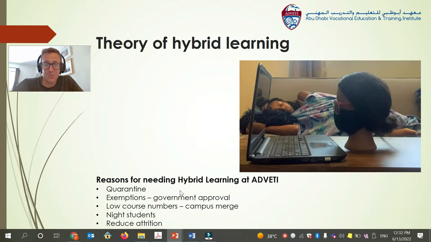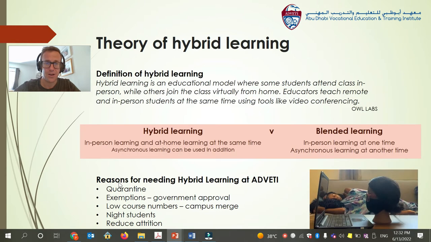What's the reason we need hybrid learning at our school? Well, for one, we've got lots of students who have to go into quarantine, government rules. You might have medical exemptions, so they're told they can't attend the class. You might have low numbers in your classes, so you might need to merge with another location. You might have night students, so they might be working in another location, and it can help to reduce attrition. So if a student is finding it very difficult to attend for whatever reason, maybe they're close contact, then they can also use hybrid learning.